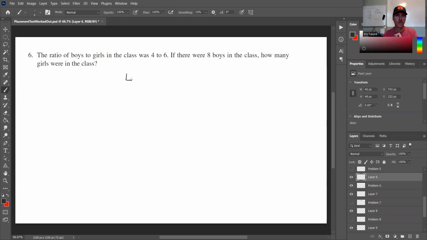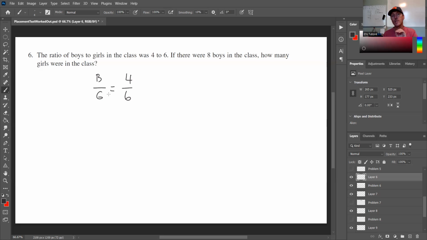We could write that as 4 over 6. That's the ratio of boys to girls. Now, we could actually say B, with B representing boys and G representing girls, we could say B over G equals 4 over 6. That would be a valid way to express this.